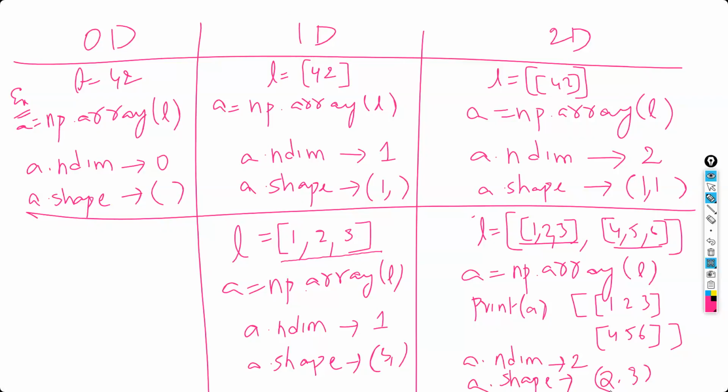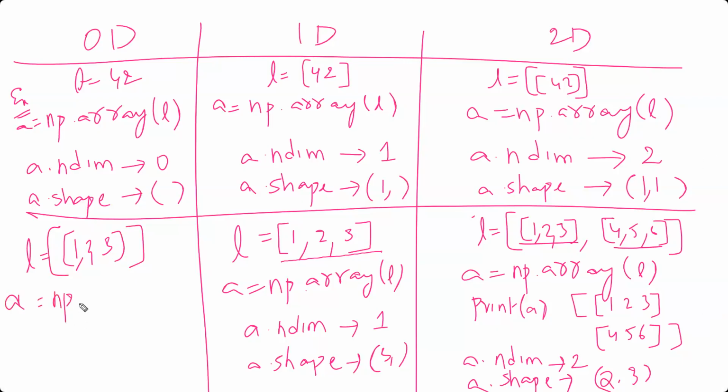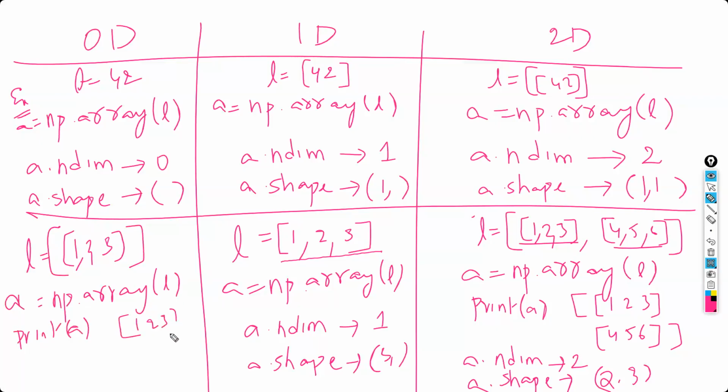Okay. Now, one more example. L is equal to the list 1, 2, 3. Now, for this list, one more bracket is there. And I'm converting A is equal to np.array of L. Now, if I print A, it will be printed as 1, 2, 3, looking one-dimensional, but it is not one-dimensional, it is 2-dimensional. If I ask ndim, I am going to get 2. It is 2-dimensional because of the two square brackets; it is a nested list.